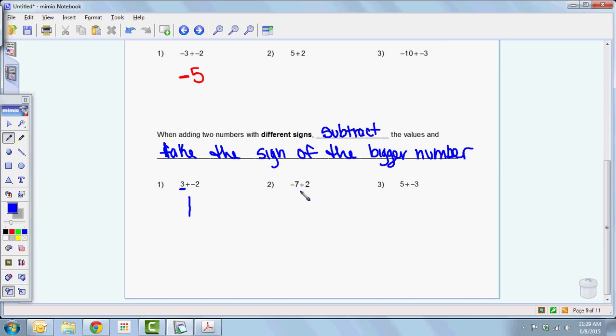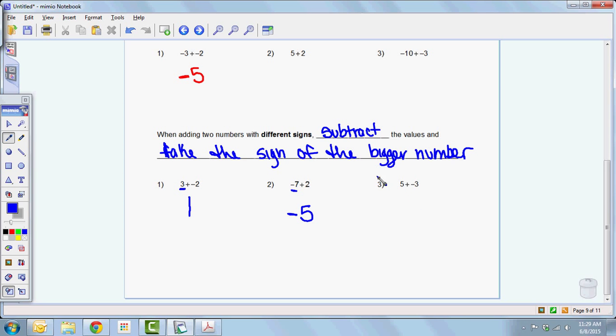We have two different signs. Okay, I'm going to subtract those two numbers. 7 minus 2 is 5. And then which team won? Did the negative team have more or did the positive team have more? Well, my negative team is bigger. So that team wins, so my answer has to be negative. Okay, the negative team won.